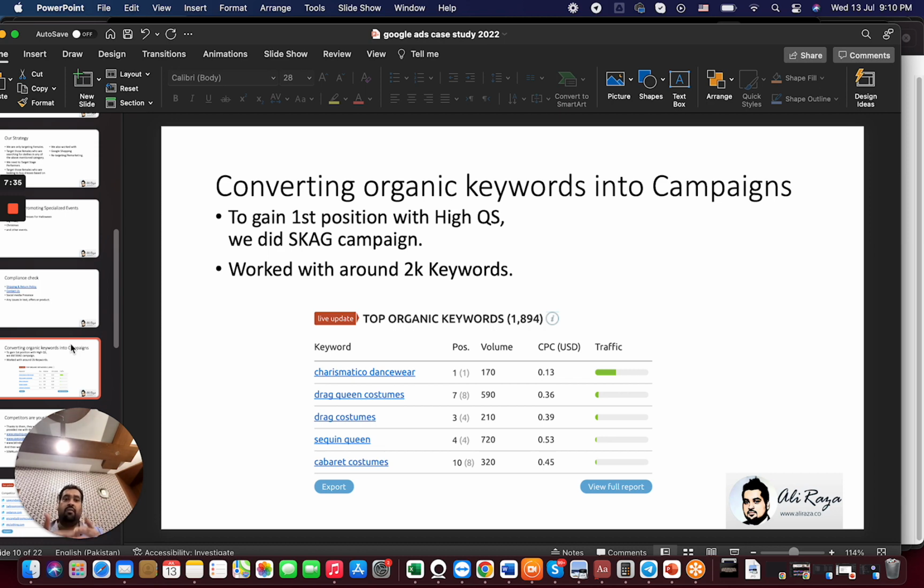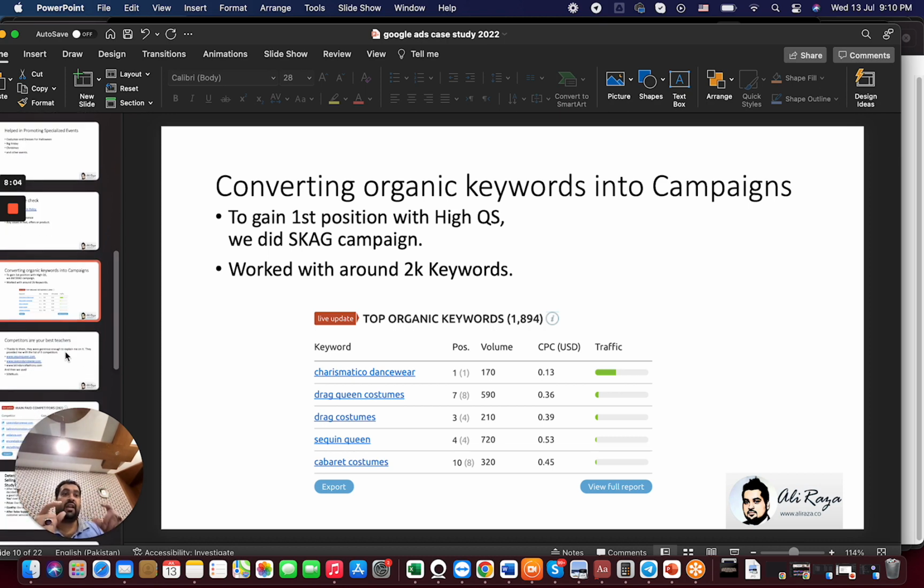So what we did is I tried to create an SKAG campaign for each keyword. SKAG means single keyword ad group, where there was a different ad for each keyword, through which we were able to achieve high CTR, more customized ads, and improved quality score. Improved quality score resulted in less CPC, high CTR, and more focus resulted in higher sales, because the ads were focusing directly on each keyword. And the customer was like, this ad is for me. Because when you see a general ad, versus an ad specific to drag queen costumes or drag costumes or cabaret costumes, you notice it more. So that is how we worked on it.